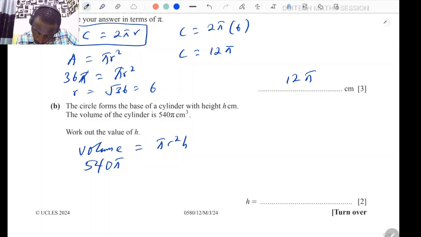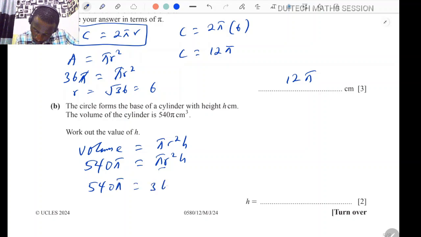So 540 pi is equal to pi r squared h. So let pi cancel pi, right? Or let us not go that way. Let us replace values. Of course we know that our area is already given as 36. So we have 540 pi equals 36 pi then h. So pi will cancel pi for us here. Then my h will become equal to, what is my h? I have to divide 540 by 36. That will give me 15.